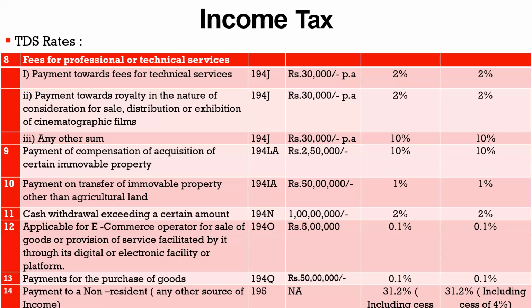Payment to non-resident, simply it is 31.2%, but there are various provisions and various things. There is more to it, but if it is under 190, 195, we can easily write 31.2%.